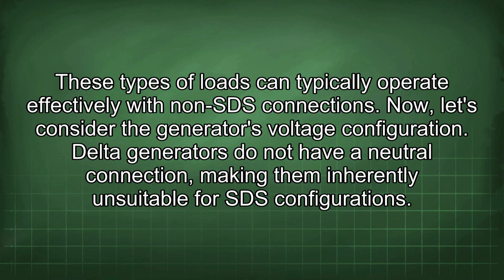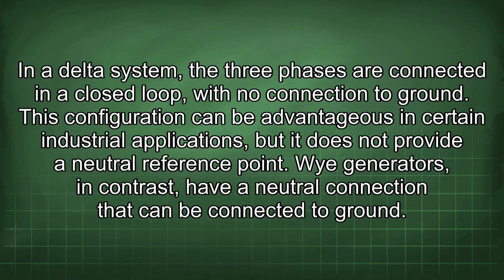Delta generators do not have a neutral connection, making them inherently unsuitable for SDS configurations. In a delta system, the three phases are connected in a closed loop with no connection to ground. This configuration can be advantageous in certain industrial applications, but it does not provide a neutral reference point.